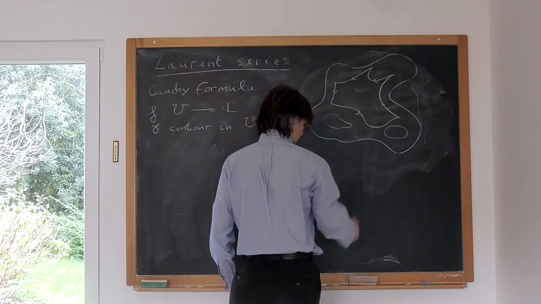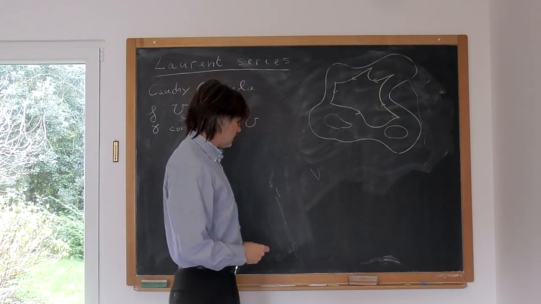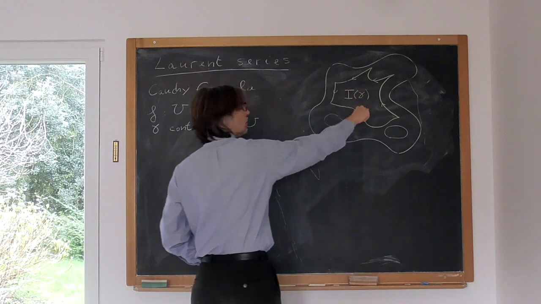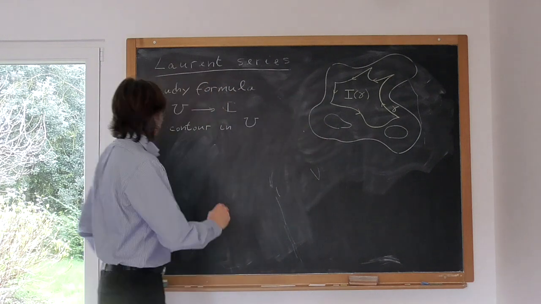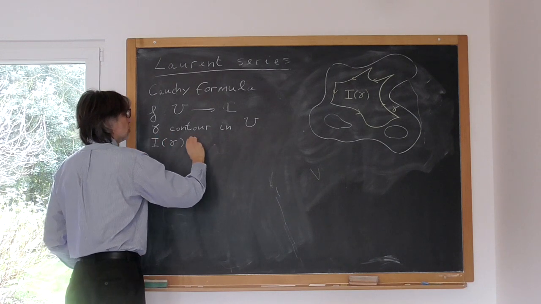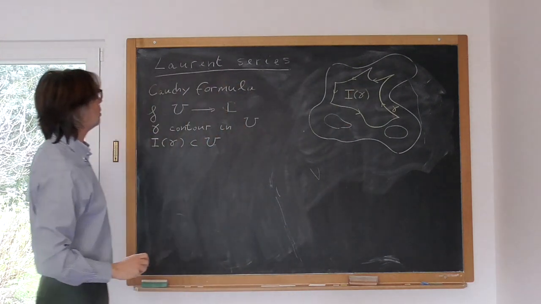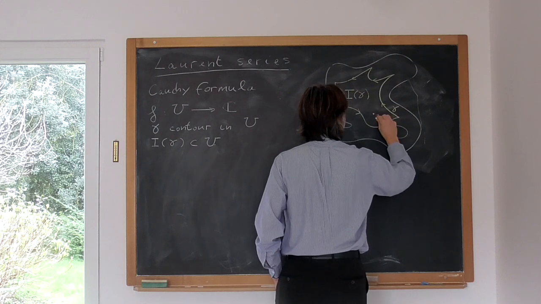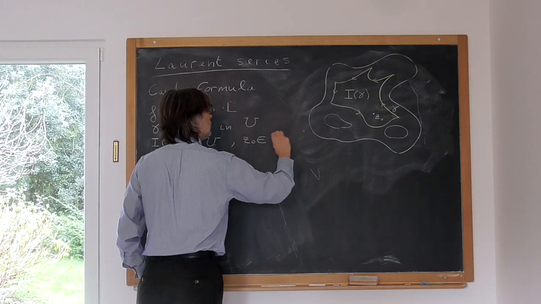Every simple closed curve bounds a bounded region in the plane. This bounded region is what we denote by I(gamma), the interior of gamma. We're assuming that not only the contour is in U, but the whole interior of gamma is also contained in U. In other words, there are no holes. Then we pick a point z0 in the interior of gamma.